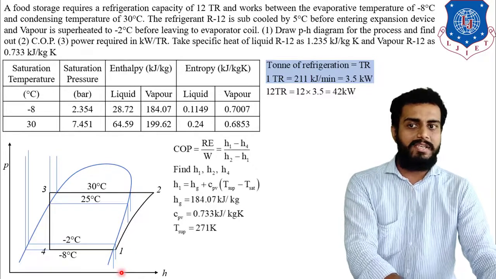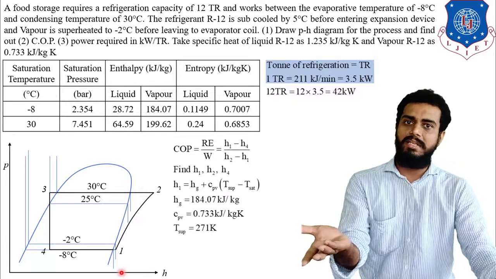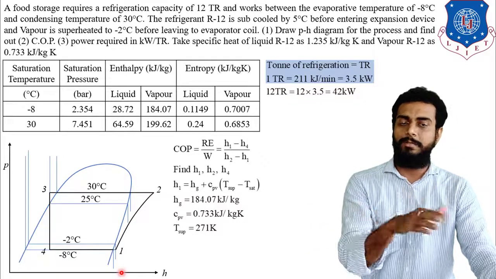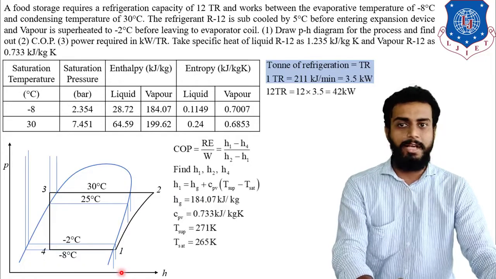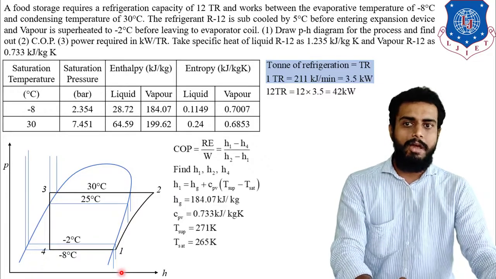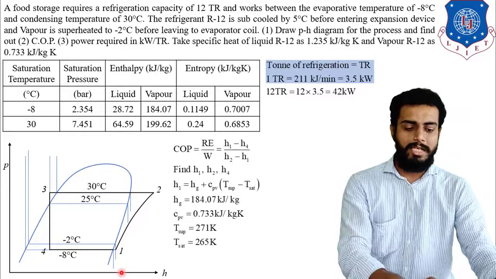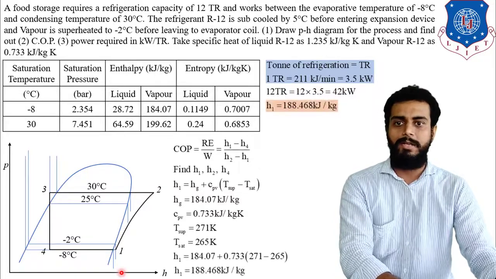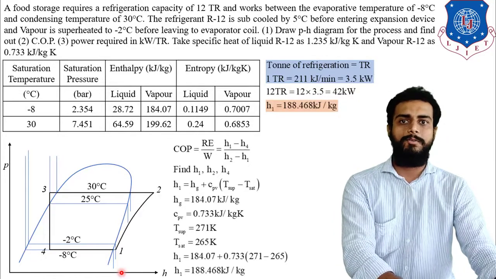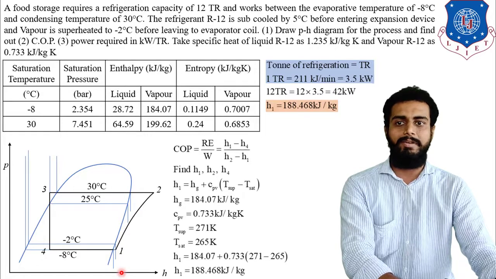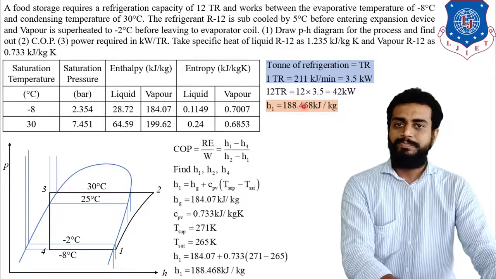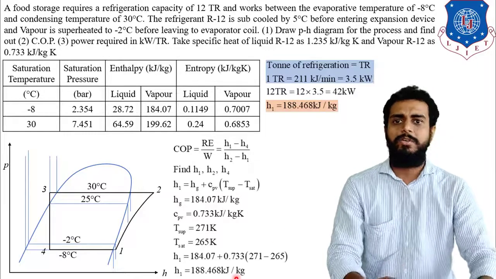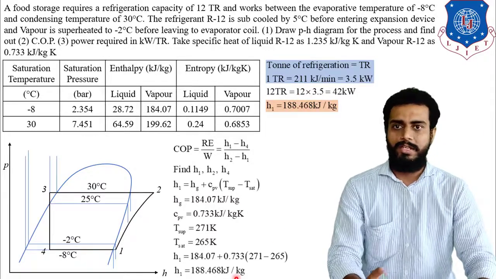And saturation temperature is how much? Simple, minus 8 degrees Celsius. Convert it into Kelvin, that will be equivalent to 265 Kelvin. Very simple. You have all the values, substitute in the equation, and you will have the value of H1 as 188.468 kilojoule per kg. I have also highlighted the value over here. Now the next task is to find out H2. So let us do that.